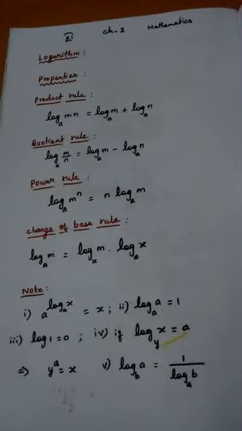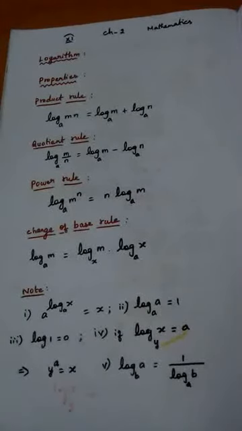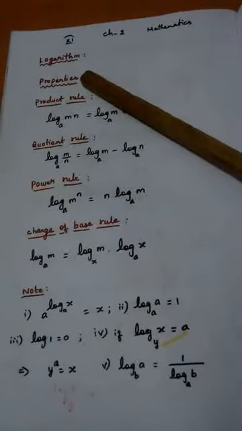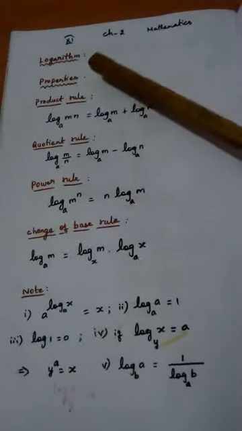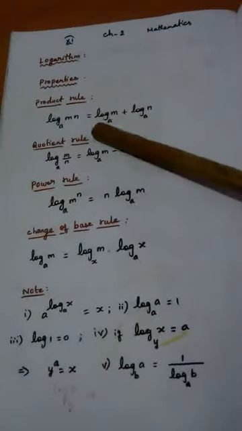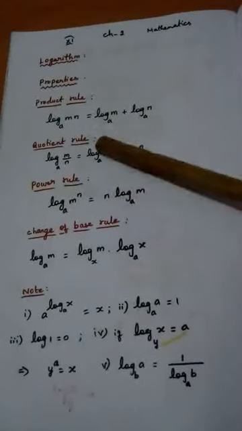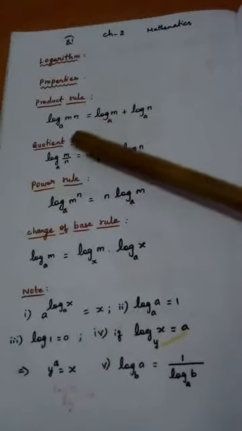And just a recapitulation of what we have seen in the previous class. We ended the class by seeing the properties of logarithms, which we will go through once again. We have seen 4 rules: product rule, quotient rule, power rule, change of base rule. These are the 4 rules that we have seen in the previous class.